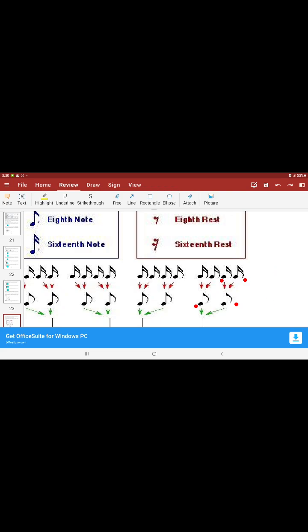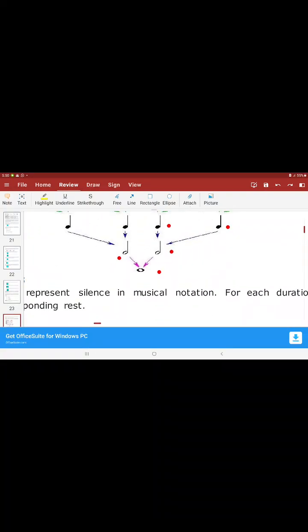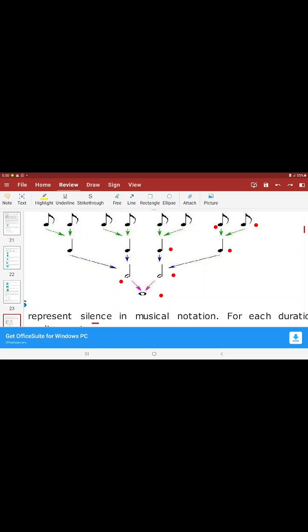Or if you say this semi-breve is a whole note, a whole note will give us two half notes, while a half will give us two quarter notes. A quarter note will give us two 1/8. And 1/8 will give us two 1/16. 1/16 will give us two 1/32. 1/32 will give us two 1/64, and so on.